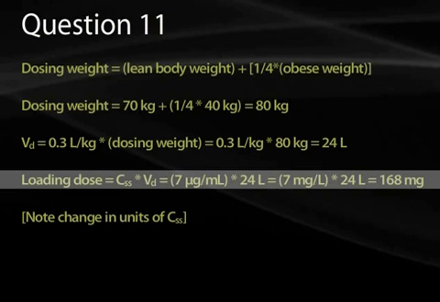7 micrograms per mil is actually equal to 7 milligrams per liter. You multiplied both units by 1,000. Times 24 liters is equal to 168 milligrams. So the approximate dose that you would give, the approximate loading dose, would be 168 milligrams.